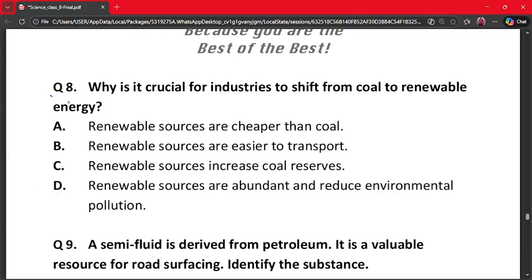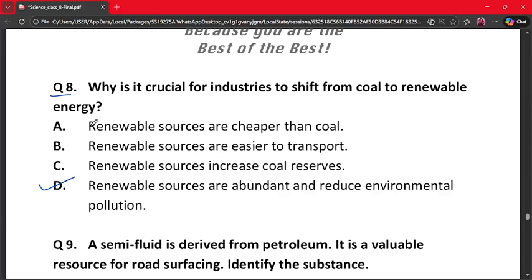Question number 8. Why is it crucial for industries to shift from coal to renewable energy? A. Renewable sources are cheaper than coal. B. Renewable sources are easier to transport. C. Renewable sources increase coal reserves. D. Renewable sources are abundant and reduce environmental pollution. The correct answer is option D, because renewable energy sources are naturally replenished and cause less pollution, and shifting away from coal reduces environmental damage. Hence option D is the correct answer.